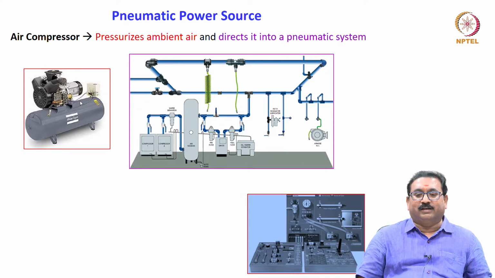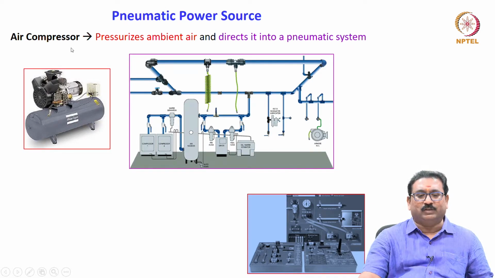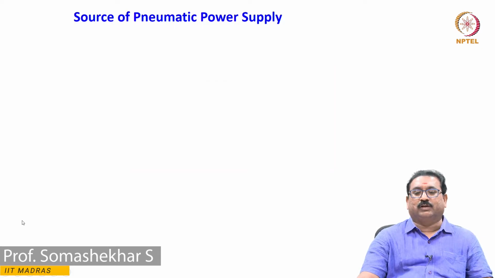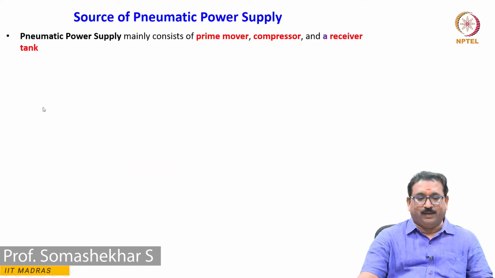Now we will see the pneumatic power source. What is the pneumatic power source? Air compressor. The objective is to pressurize the ambient air and direct it into the pneumatic systems. Correct, friends? Let us see this source of pneumatic power supply.